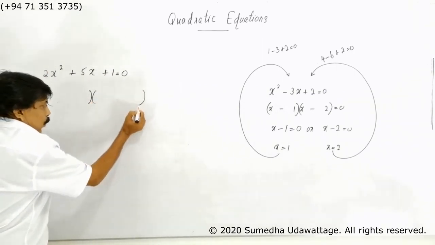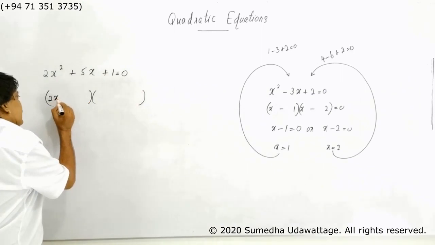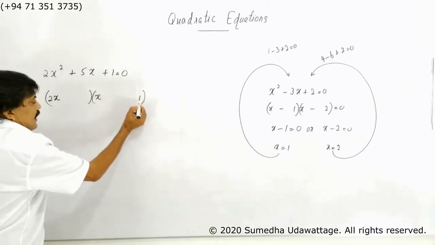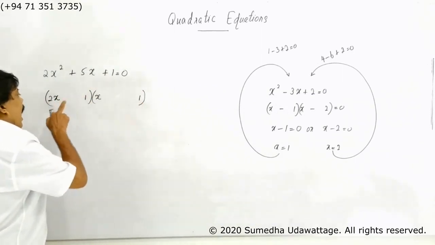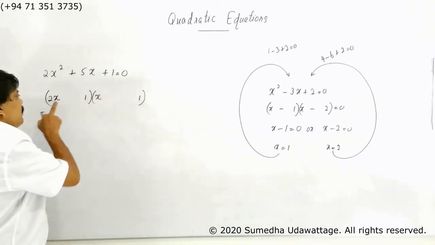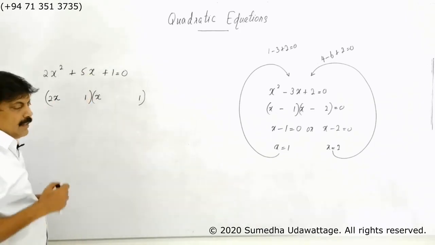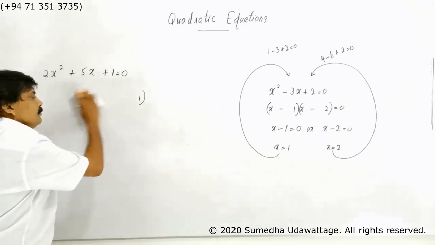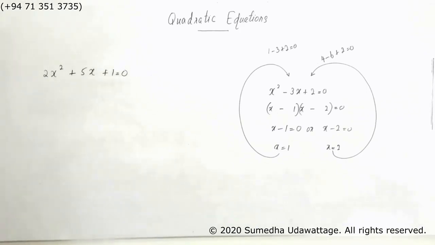I'll just tell you how it comes. You put 2x here, x here, 1 here, 1 here to get this 1. Whatever the values you put here, you can't make the total of these products 5. Therefore, we use a different method of simplifying, which we call putting to a complete square.